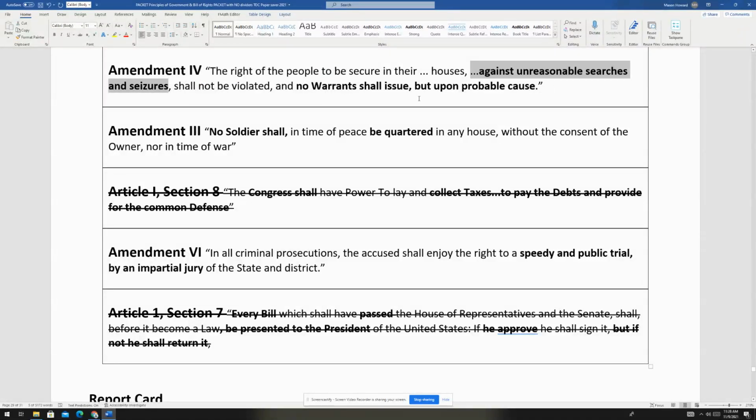No warrant shall issue but upon probable cause. So if you want to search, you can, but you better have a warrant or probable cause, like you can see the dead body through the window. So you'll write this in that box. Which only leaves us one.